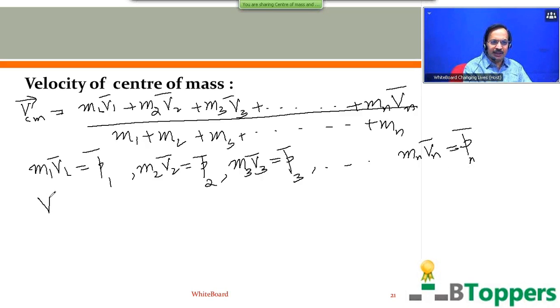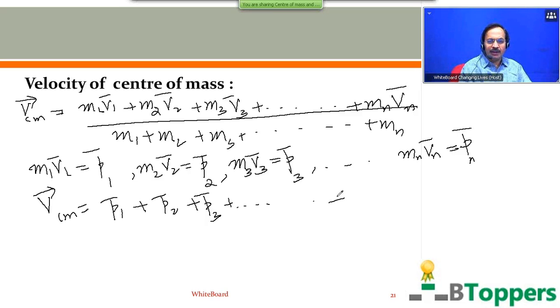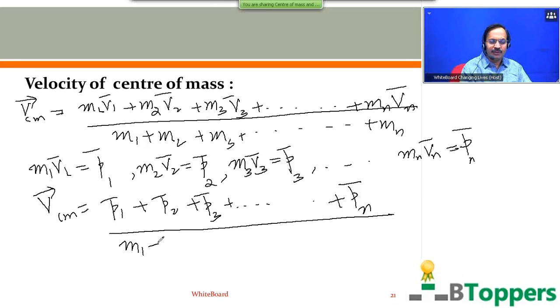Therefore, the velocity of the center of mass of the system of n particles can be written as the vector sum of the linear momenta of all the n particles of the system divided by the sum of the masses of all the n particles of the system.